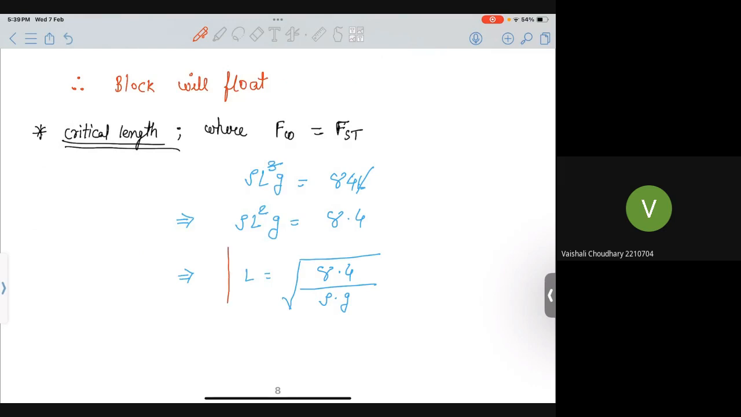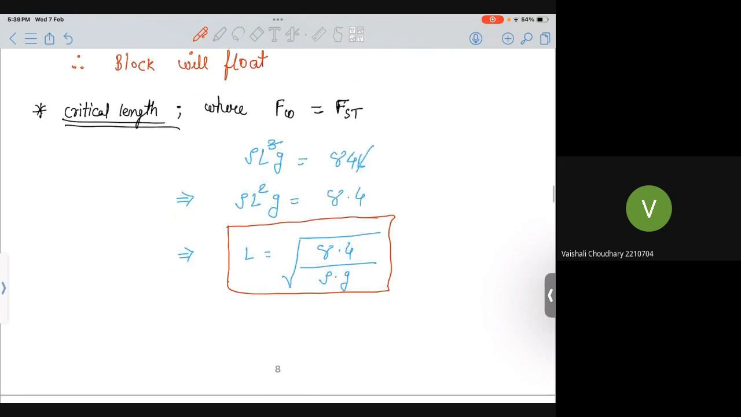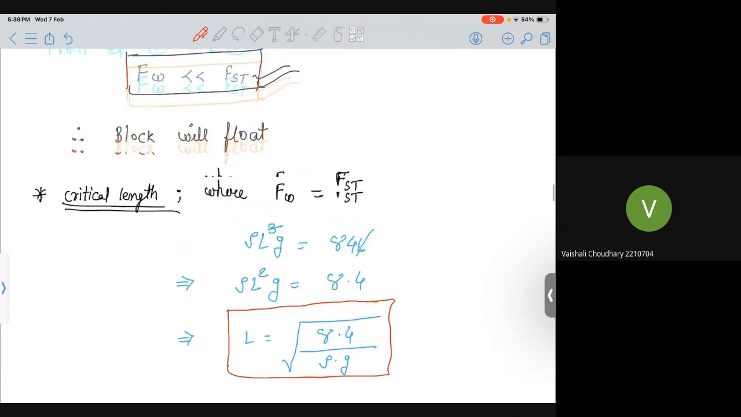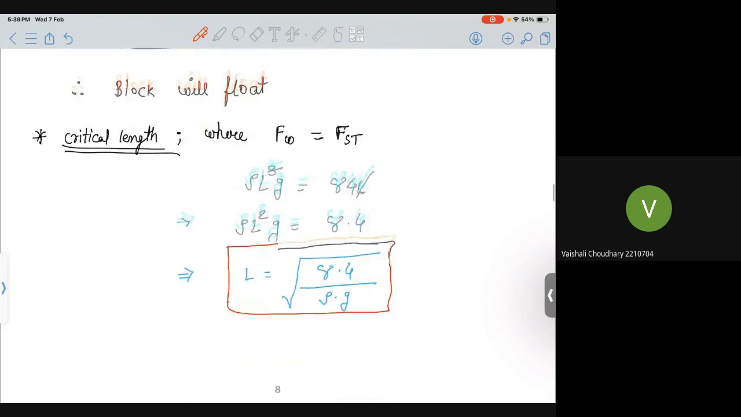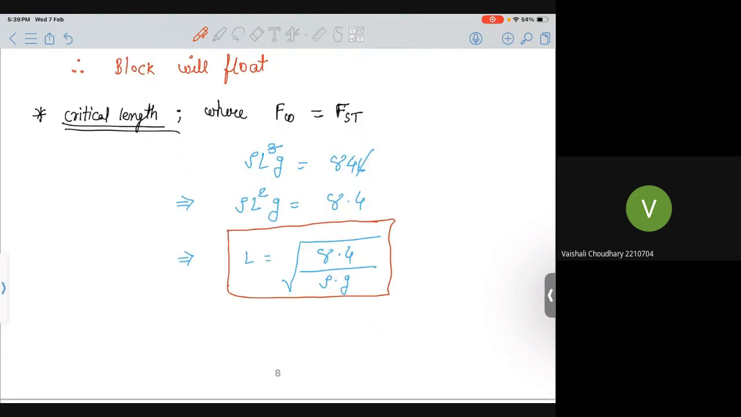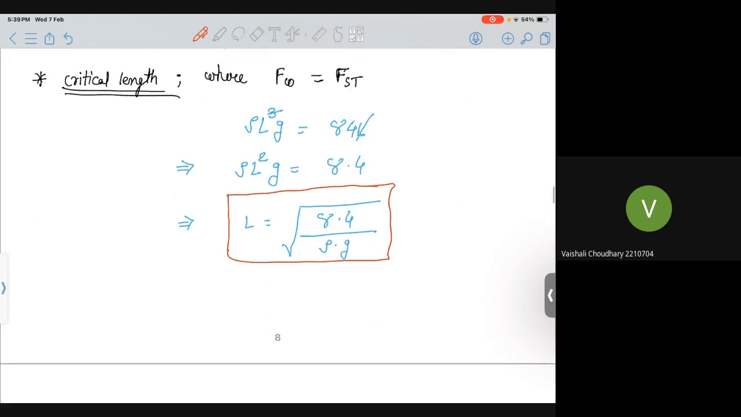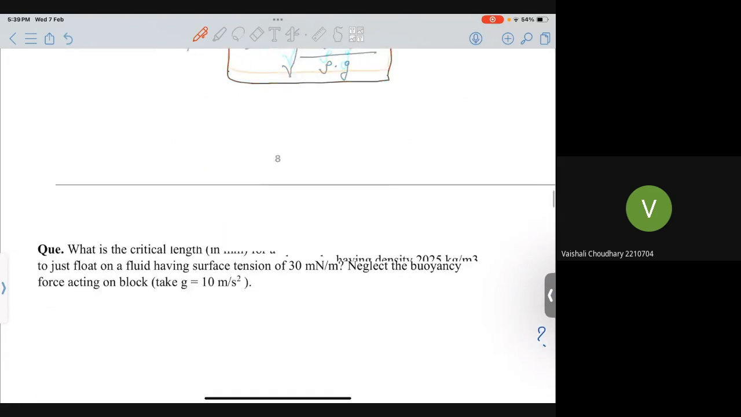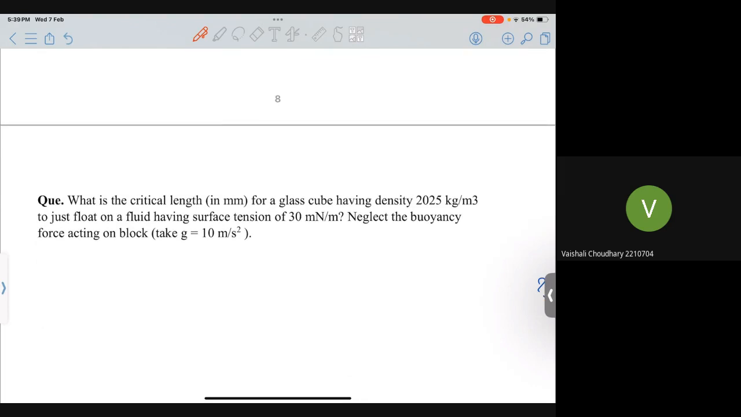So this is the critical length of the glass block where these two forces are equal, or this system is in equilibrium condition. So this is how we can calculate the critical length and the upward and downward forces acting on the glass block. Now we'll move on to our next problem, which is based on the concept that we have learned.